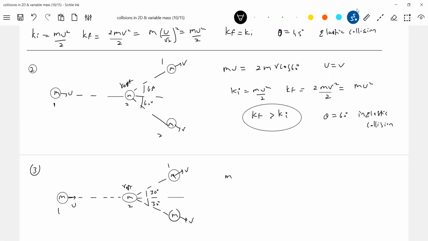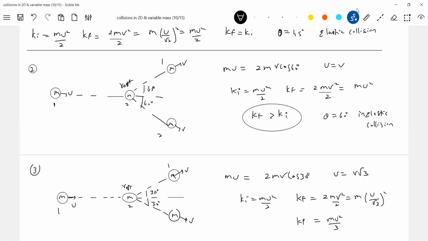Then applying conservation of momentum, mu equals 2mv cos 30 degrees. So u is equal to v root 3. Then initial kinetic energy is mu square by 2. Final kinetic energy is 2mv square by 2. Look, the final kinetic energy should be less than the initial.